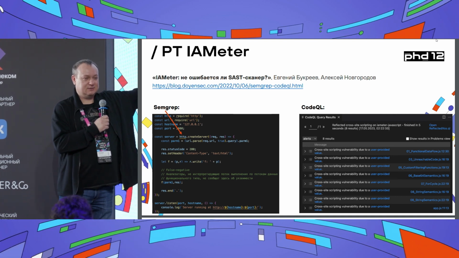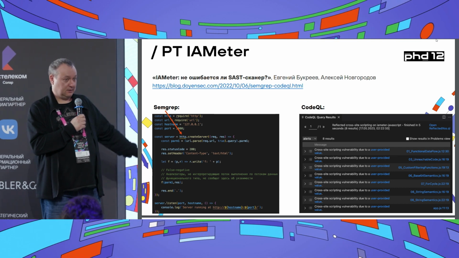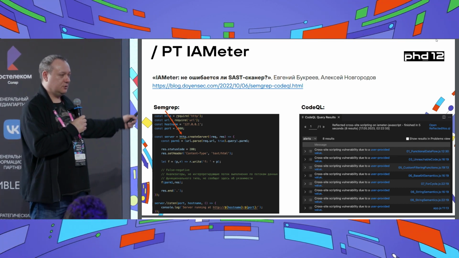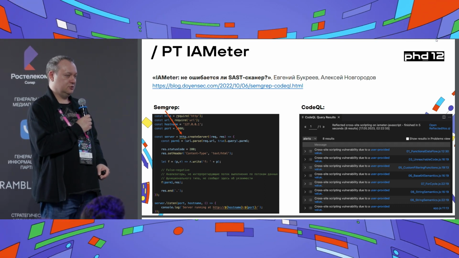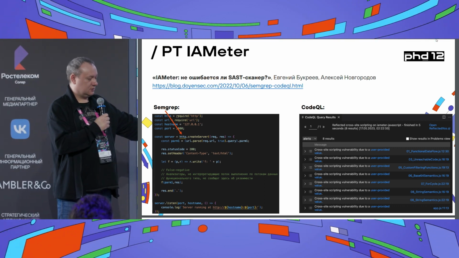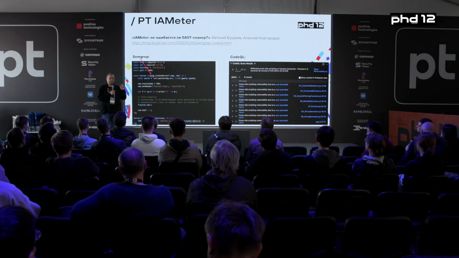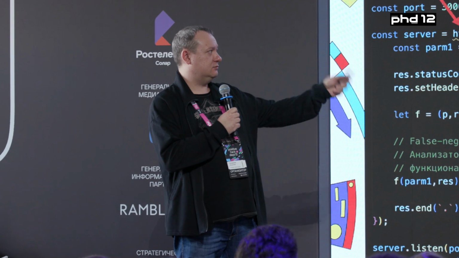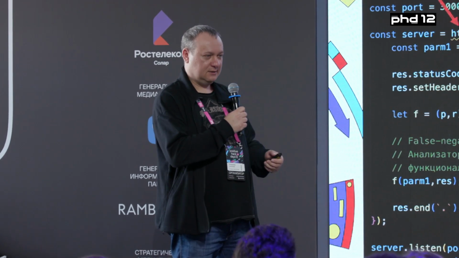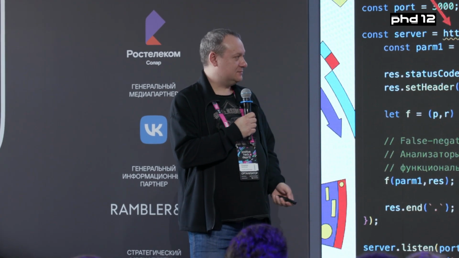SemGrep found only one, non-HTTPS. It didn't see anything else. CodeQL found everything, even something which was not necessary. Any potentially dangerous functions, regardless of filtering, limitations, it just showed us as false positives. SemGrep false negatives, CodeQL false positives, so use them together.